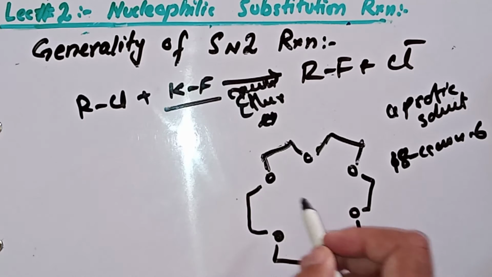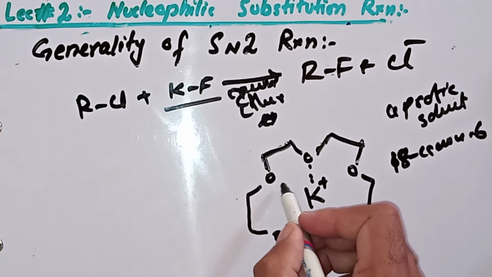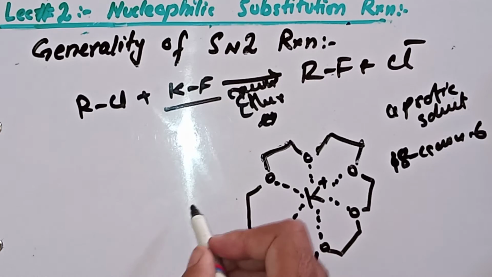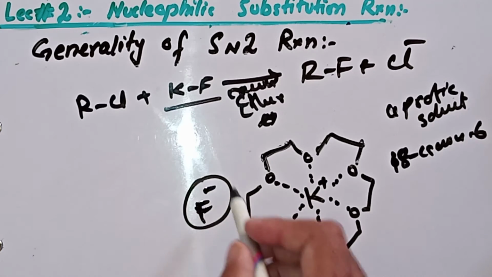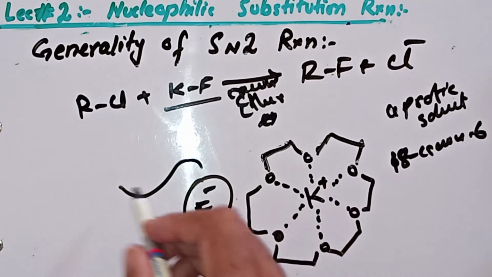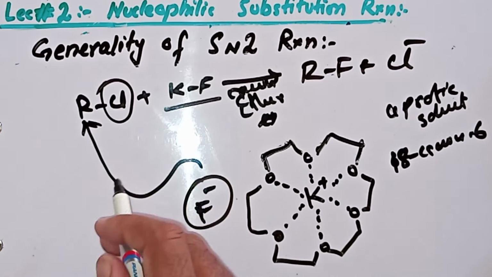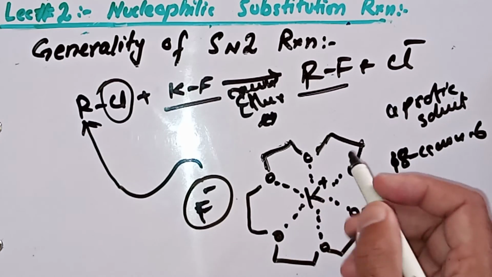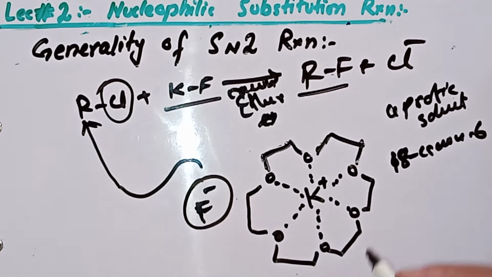So in this solvent, the K will dissociate, the K will be K plus. Only the fluoride ion will remain in the solution, so the fluoride ion concentration will be very high. When this concentration is very high, it can replace the halogen group of the alkyl and synthesize the RF group, the methyl or alkyl fluoride. Alkyl fluoride will be synthesized.